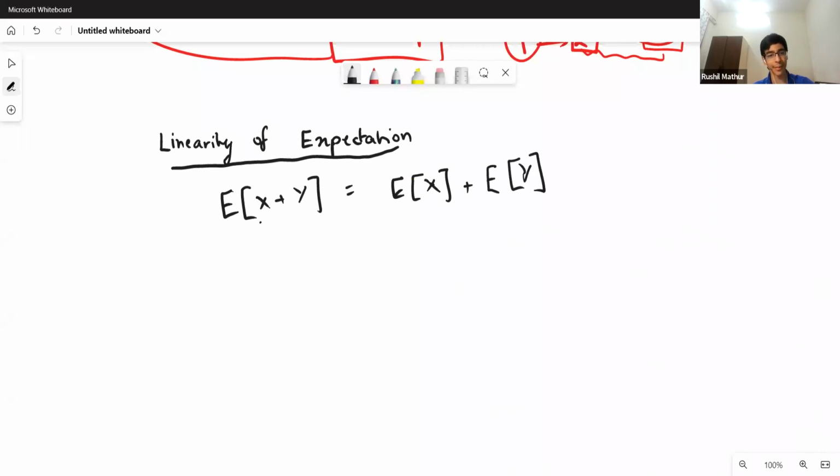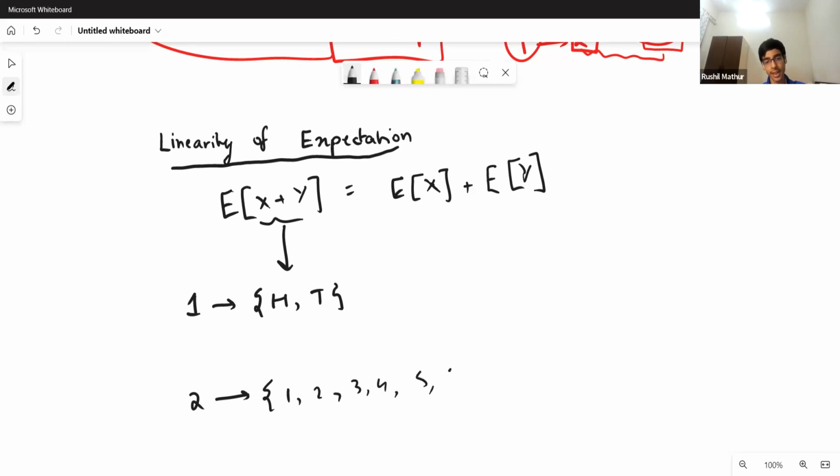And okay, what is X plus Y now? Let's say you're not conducting one experiment, but two different types of experiments. Maybe both experiments are the same, you don't know that. Say experiment one is tossing a coin, so the sample space is heads and tails. And a second experiment is rolling a dice, so you could get 1, 2, 3, 4, 5, 6.